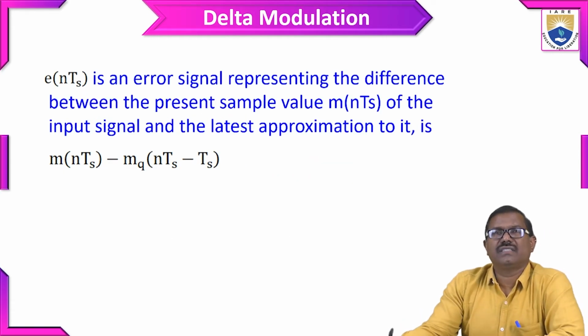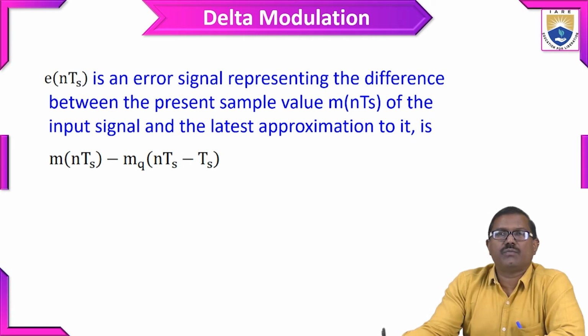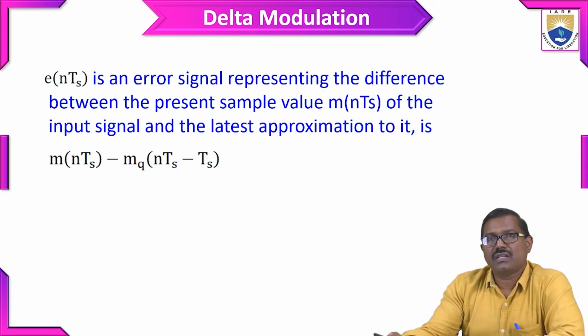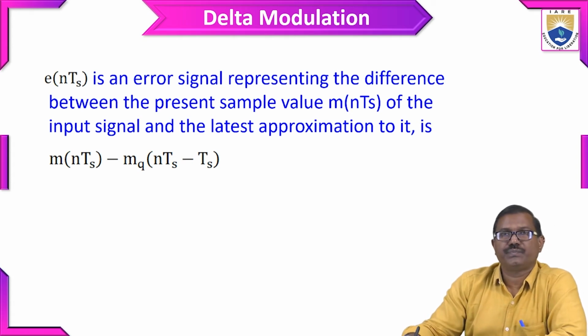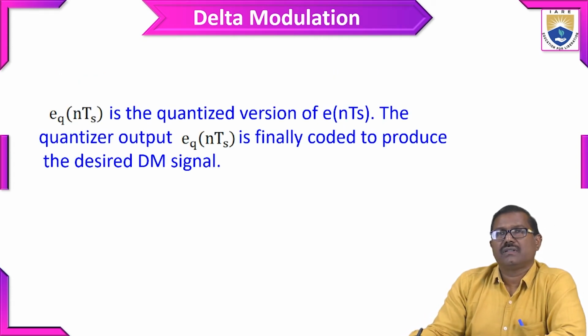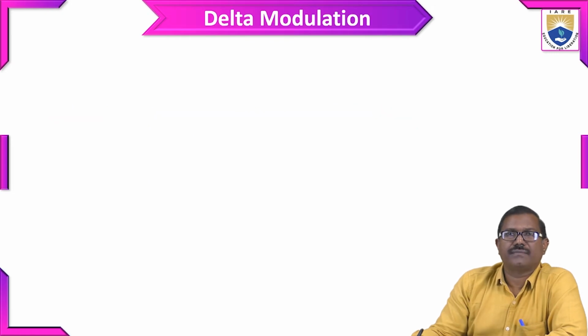So e(nTs) is an error signal representing the difference between the present sample value m(nTs) of the input signal and the latest approximation to it. So it is m(nTs) minus mq(nTs minus Ts), already seen in the previous expression for e(nTs). eq(nTs) is a quantized version of e(nTs). The quantized output eq(nTs) is finally coded to produce the desired DM signal.